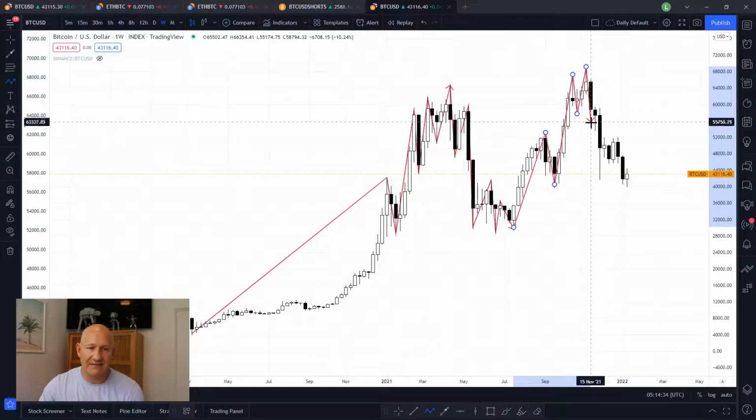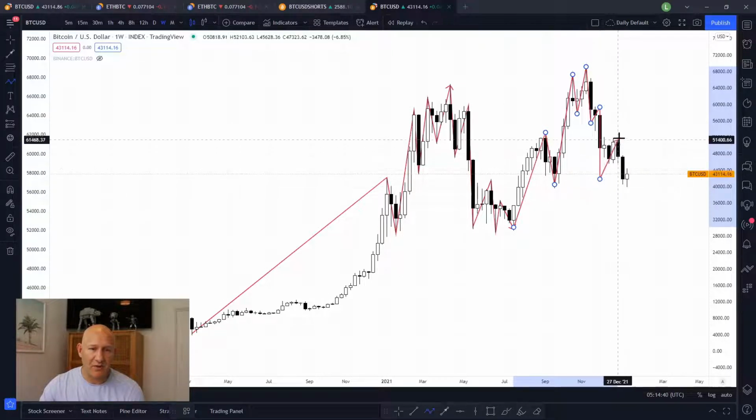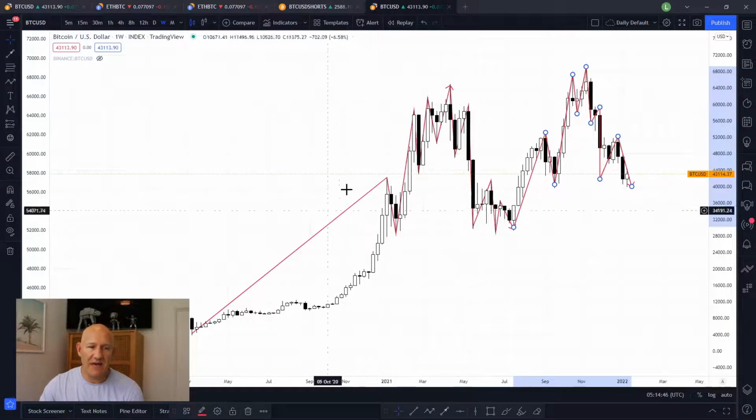And then again, we had a lower low and a lower high, which meant that that trend was pretty much finished from that point, and that brings us to the current day. So you can see on the monthly chart, we've had strong uptrending behavior, but the most recent trend is downwards.